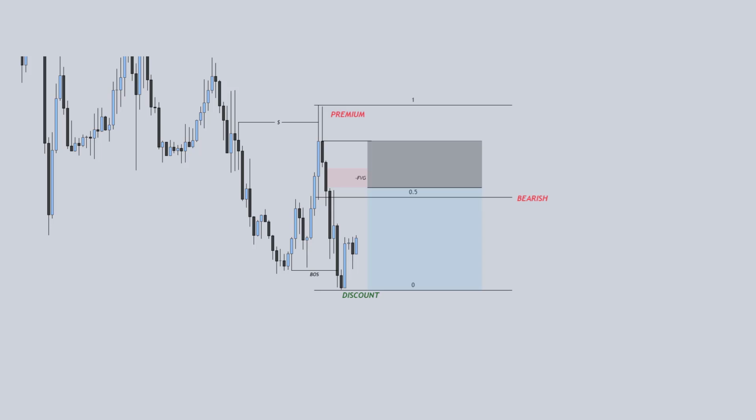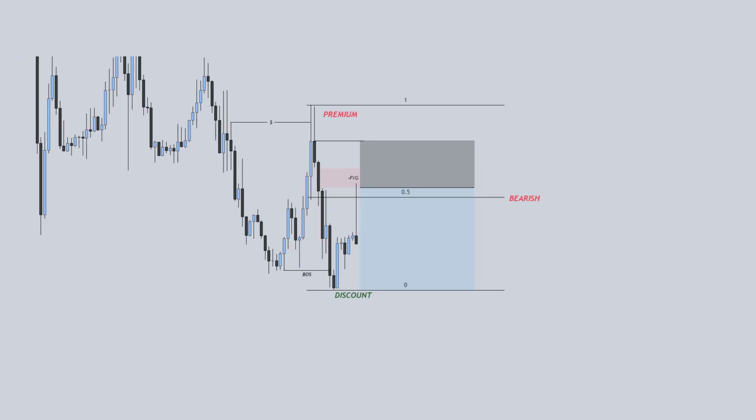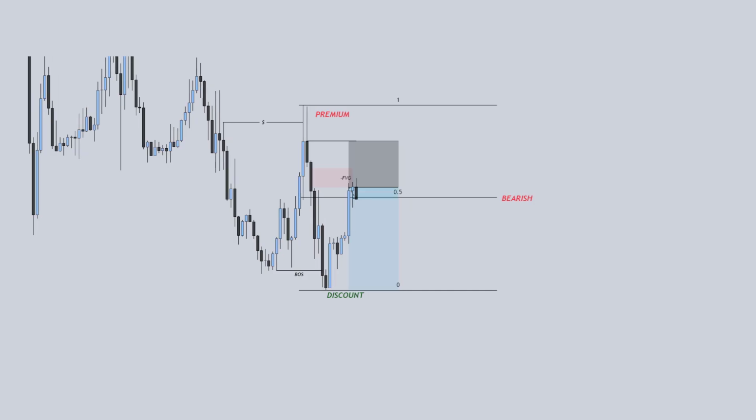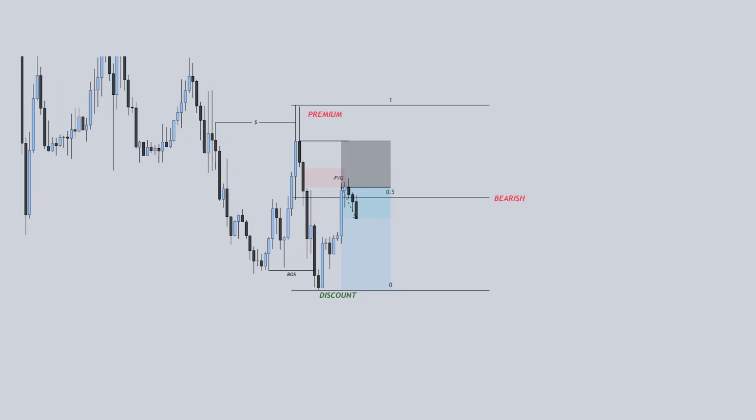Now let's play price. As you can see, price tapped into our fair value gap. Now we're in our trade. Price might have filled the 50% perfectly. It kind of reached it, right? It kind of reached it.